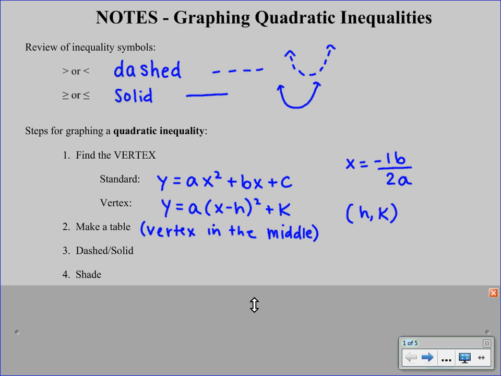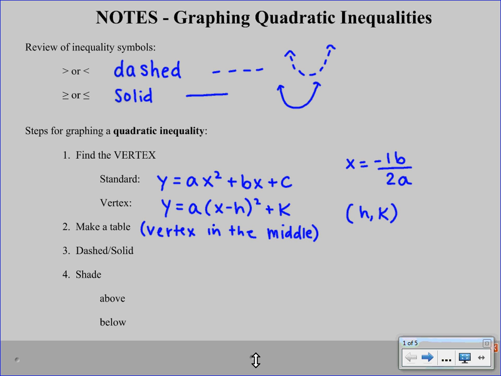Once you've determined if it's dashed or solid, you also have to do some shading. So now you're going to have to think about, is my symbol greater than or is it less than? And so if it's greater than, that means you're looking at all the points that are above the curve. So either the greater than symbol or the greater than or equal to symbol are going to mean that you shade above the parabola. Shading below the parabola will be indicated with the less than symbol, so either less than or the less than or equal to.